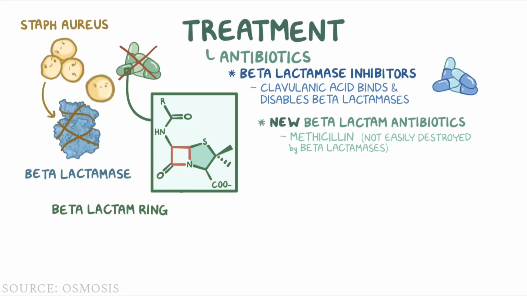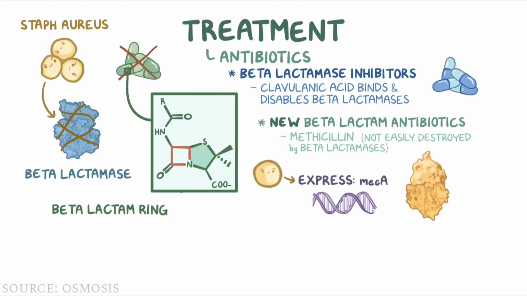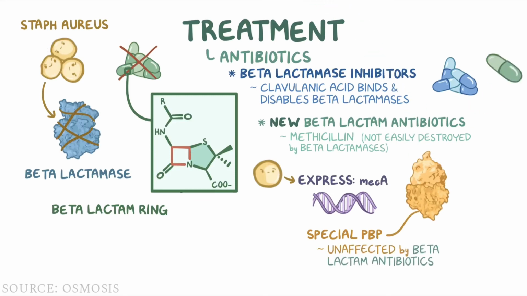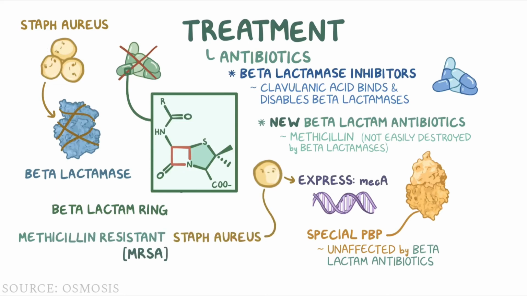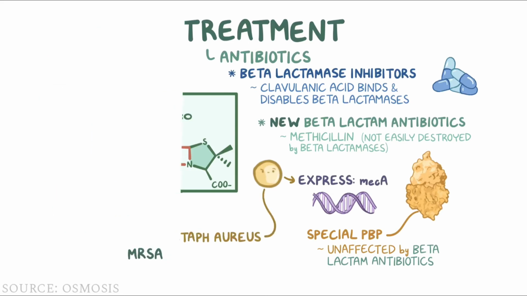Unfortunately, some Staph aureus strains found a way around this as well, by evolving and expressing a gene called mecA, which encodes special PBPs that are unaffected by beta-lactam antibiotics. Methicillin and older penicillins can't physically fit into them, rendering them ineffective. These methicillin-resistant Staph aureus strains are called MRSA for short, and have become more common around the world.